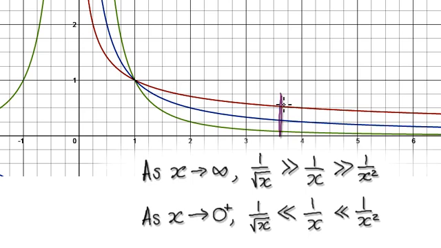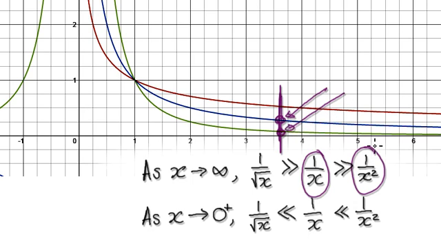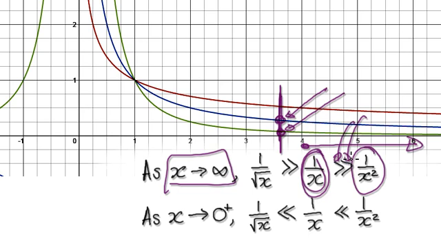let's just look at this vertical line here. You can see that 1 over x, which is this blue line here, is already bigger than 1 over x squared. But then as x heads towards infinity, we say that 1 over x will be much bigger than 1 over x squared.